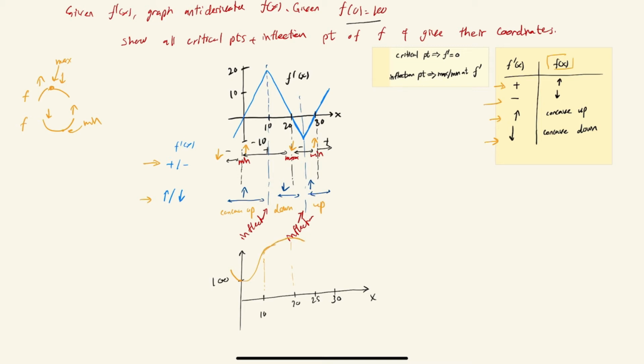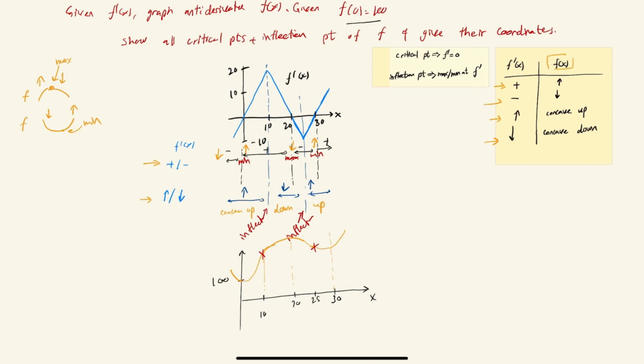And then in the last interval here, we can see that the function decreases and then increases, and then we're going to have an inflection point at x equal to 25. And then the function is concave down and then concave up. Notice our inflection points here, we're going to have 2, at x equal to 10 and then at x equal to 25.